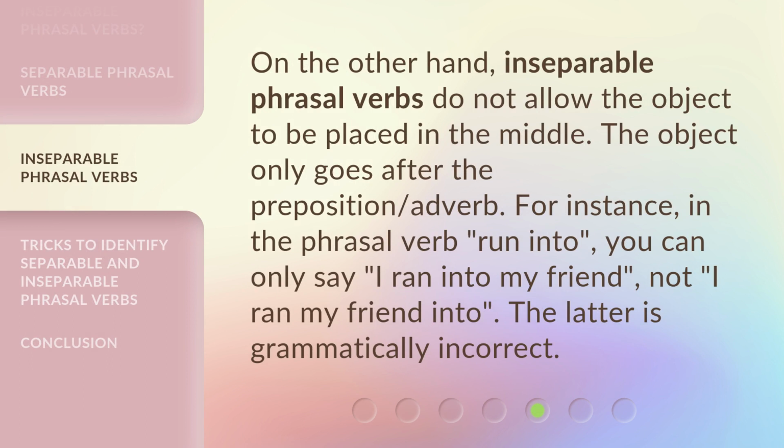On the other hand, inseparable phrasal verbs do not allow the object to be placed in the middle. The object only goes after the preposition or adverb. For instance, in the phrasal verb run into, you can only say, "I ran into my friend," not "I ran my friend into." The latter is grammatically incorrect.